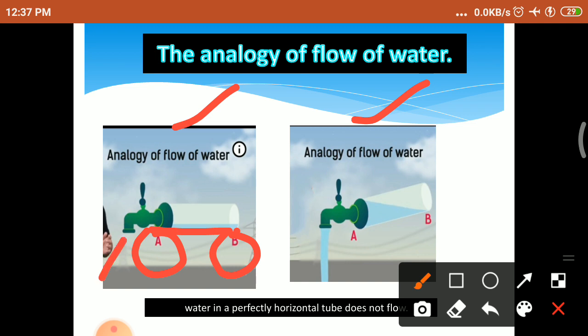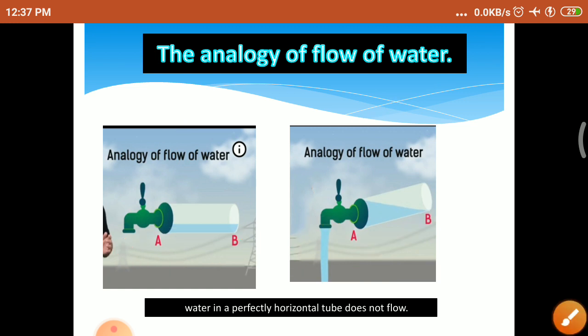If I need flow of water at end A, what shall I do? I just raise the end B here. When I raise the end B, there is a difference. The water level at A and B is varying. So due to that, the water starts to flow at end A.